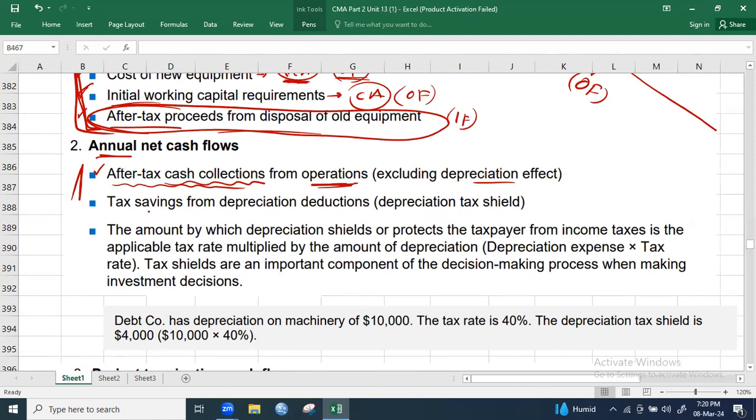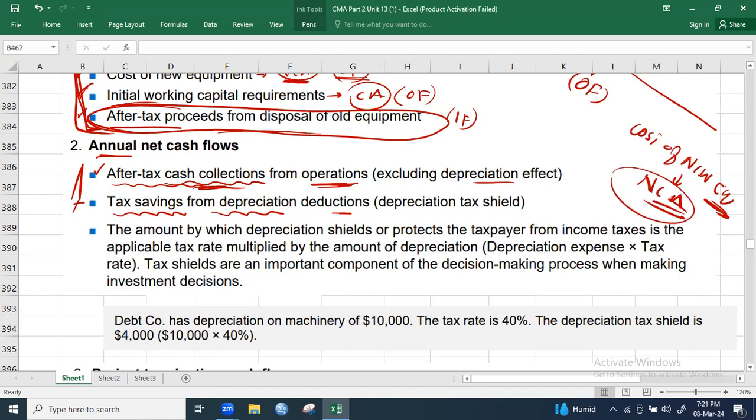And then what you have to do? In that after tax cash collection, you will add what? Tax saving from depreciation deductions. So what is depreciation deduction? For example, as I told you guys, in initial investment, first you have the cost of new equipment, right? I told you that we always assume investment, even if the word equipment is not there. If we told you initial investment, we'll assume that it is a non-current asset. And obviously that investment should be depreciated, right?